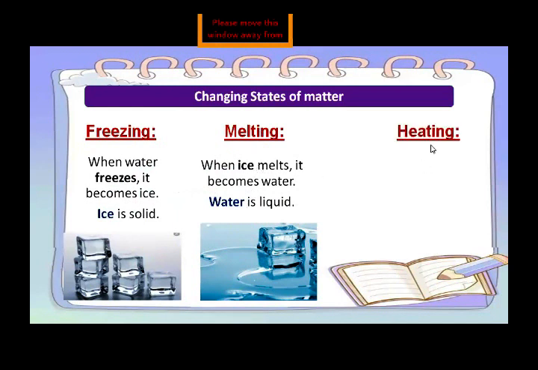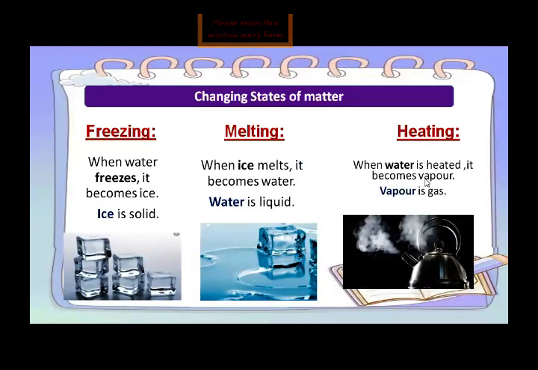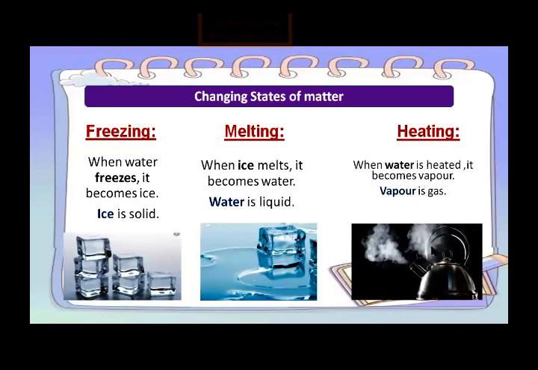So the next thing is heating. When water is heated, it becomes vapor. You can see water is boiling in the kettle and it becomes gas. Vapor is a gas. So vapor is the example of heating. Beta, are you getting my point?